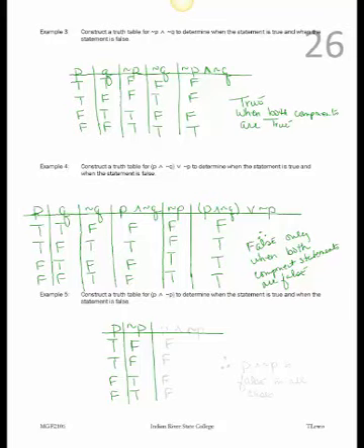Our statement here, P and not P. It's true only when both are true. So do we have any component statements where both are true? No. Therefore, all of the components here are false. Each statement is false here. There we go.